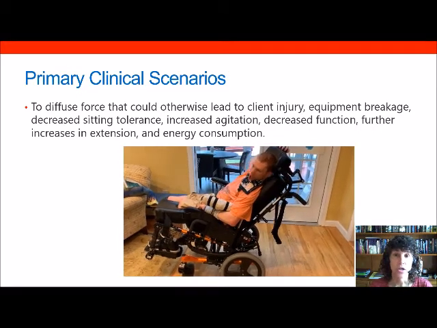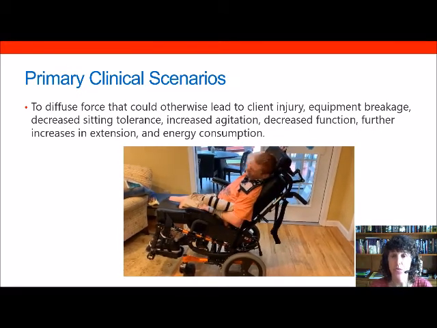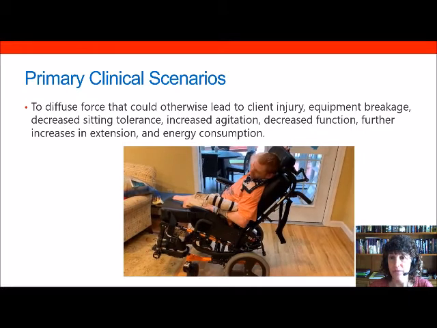We can increase his sitting tolerance. We can decrease his agitation. We can increase function, and reduce those additional increases in extension that occur when someone like this young man encounters a static surface instead of a yielding one as in dynamic seating, and we're reducing the amount of energy consumption that is occurring.